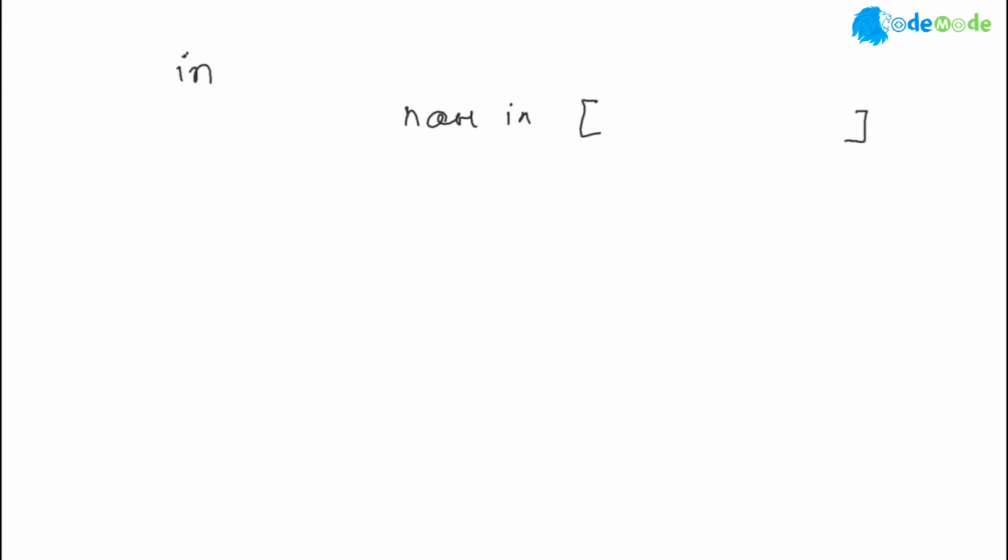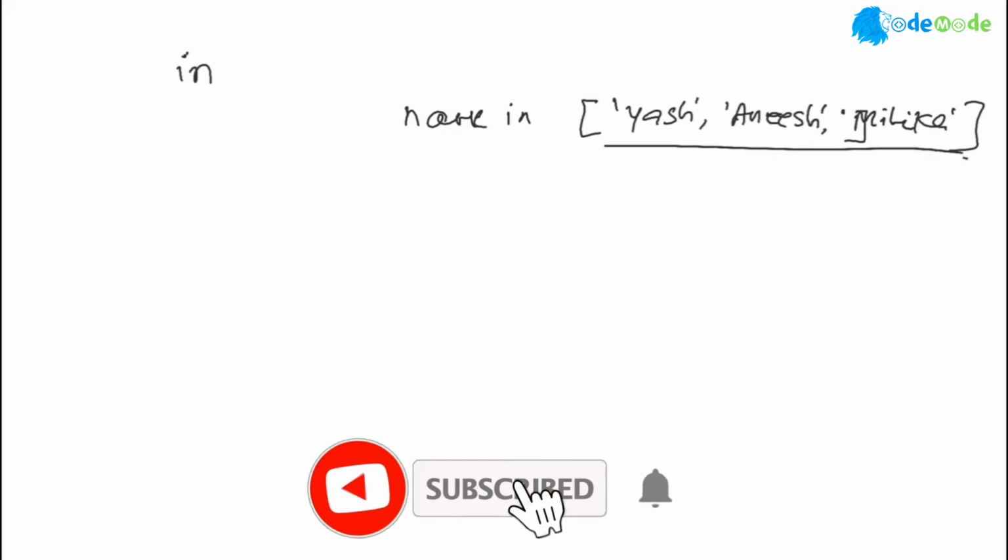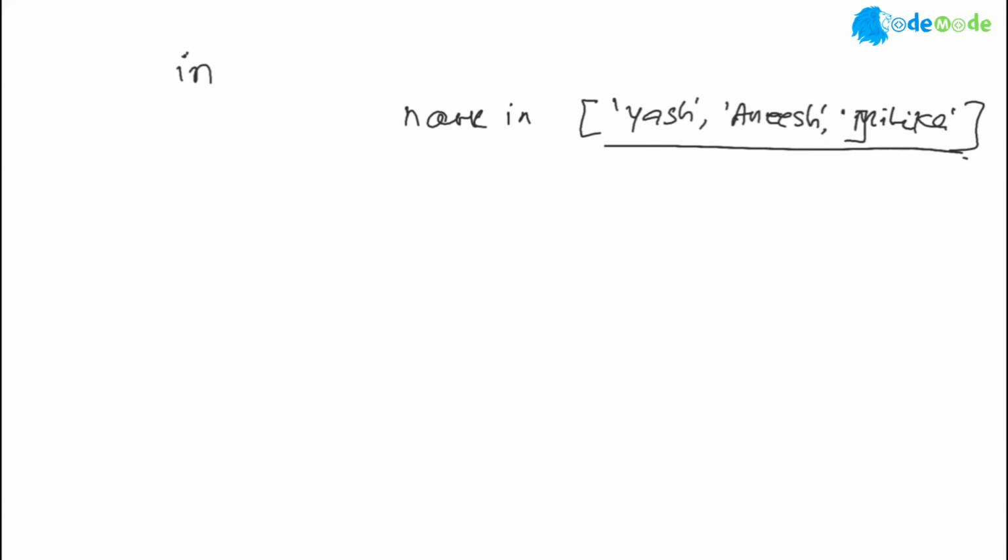A list is always in square brackets, say Yash, Anish, and Mihika. Suppose this is a list, and I'm checking if the student is in this list or not. The answer would be true or false. Suppose I say Krish. Is Krish in the classroom? The classroom has Jay, Mika, Pranav, Rahim, Dev, and Akarsh. Of course, Krish is not there. But if I say, is Jay in this class? The answer would be yes.